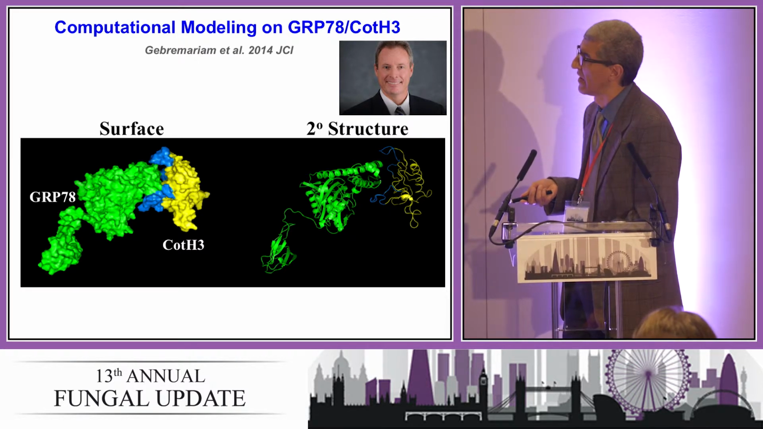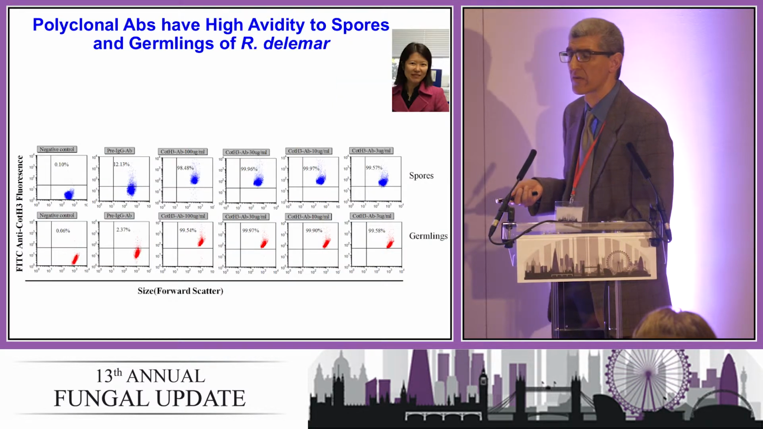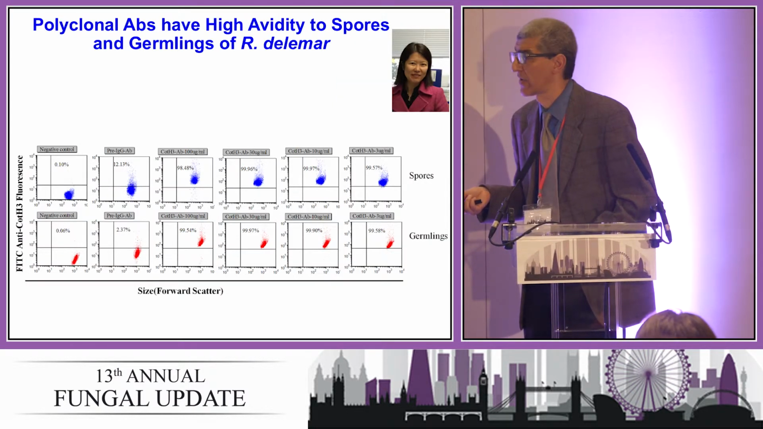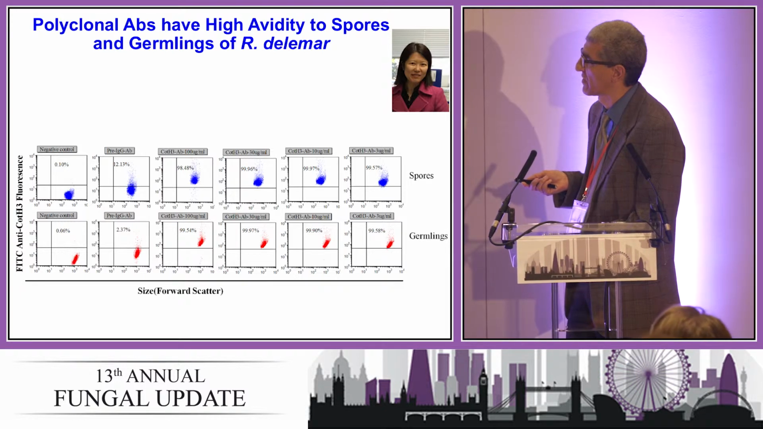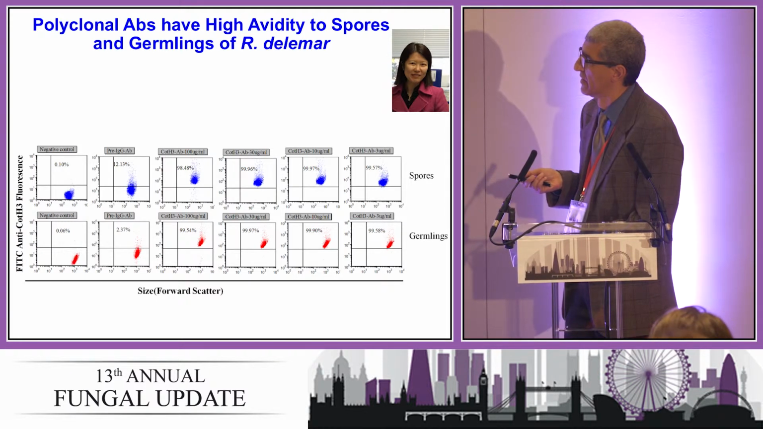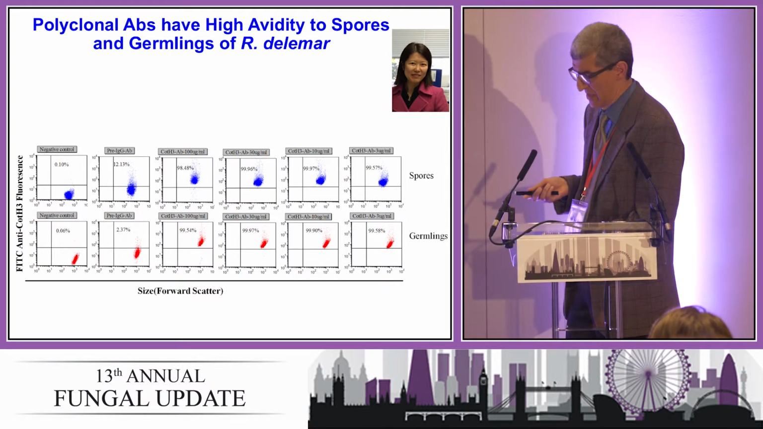antibodies against it, and we used these antibodies to see whether we can recognize Mucorales. Lynn in my lab can show that these antibodies recognize both spores as well as germlings, and they bind really avidly. As low as 3 micrograms per ml of COT-H basically shows the same amount of binding as 100 micrograms.